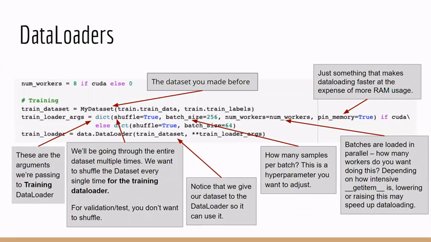And num_workers is the number of subprocesses to use for data loading. If you set num_workers to 0, it means that the data will be loaded in the main process. And you can also set pin_memory to True if CUDA is available. It will make the data loading faster but use more RAM. Okay, let's go to the notebook to see some examples.